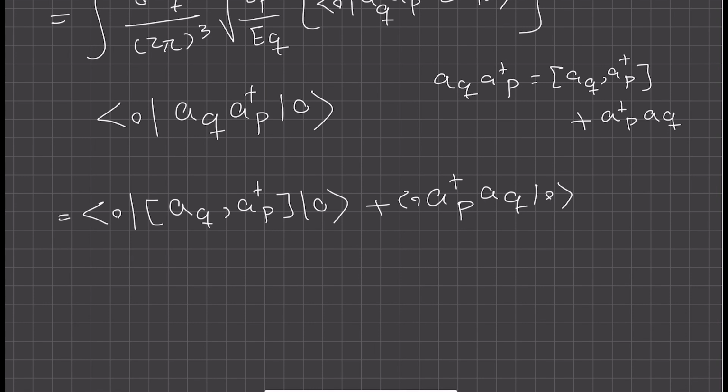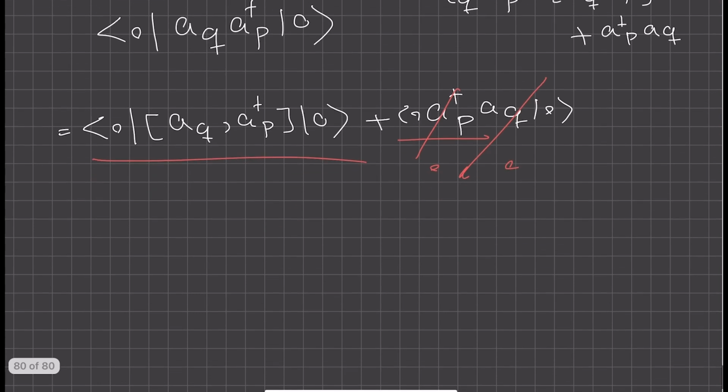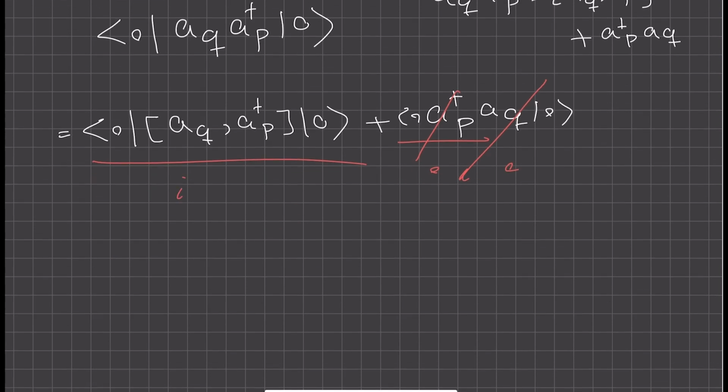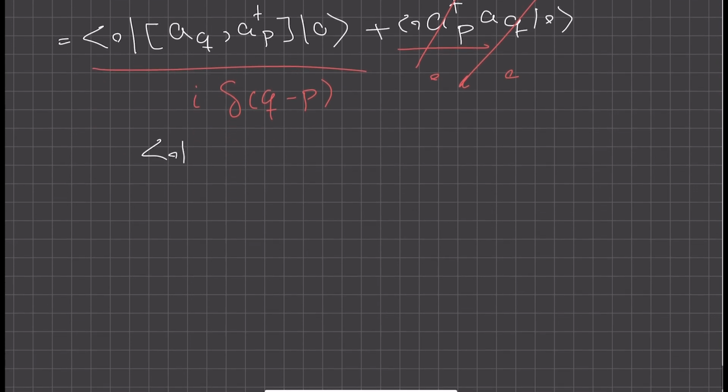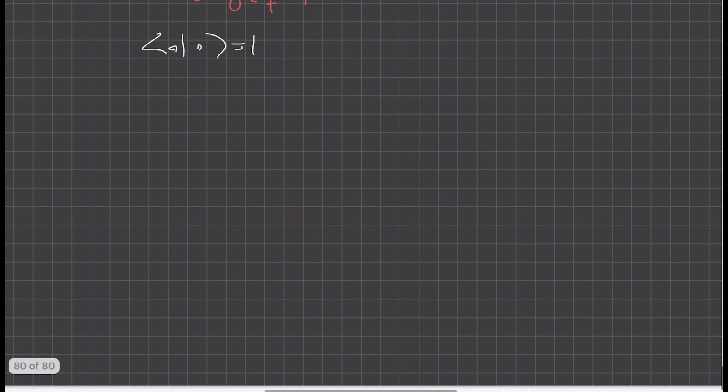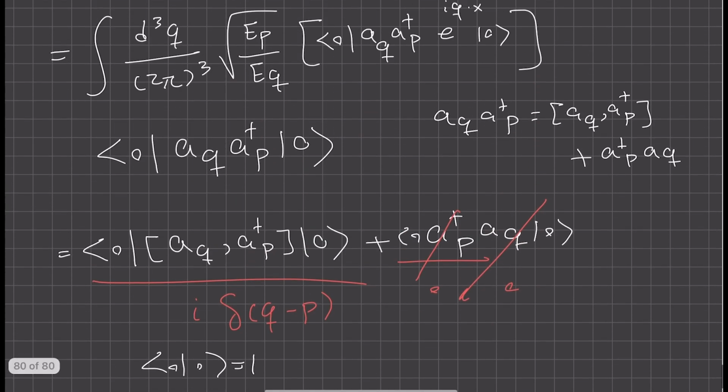And it's a happy time because this is equal to 0. So the whole second term is equal to 0. And now I just remain with the first term, and I know the first term. The first term is i, let's get rid of h bar, i delta of q minus p. And then vacuum on vacuum is equal to 1. So the outcome is something that we can calculate now.